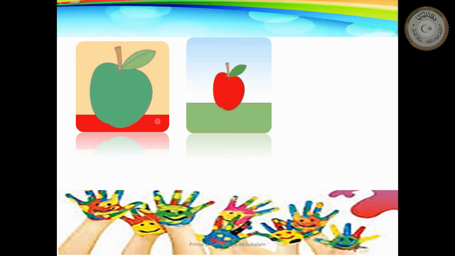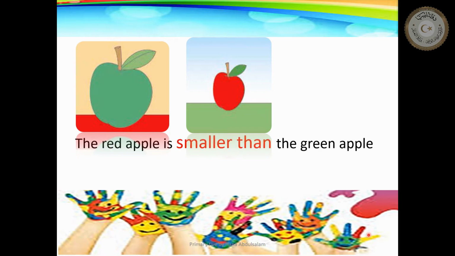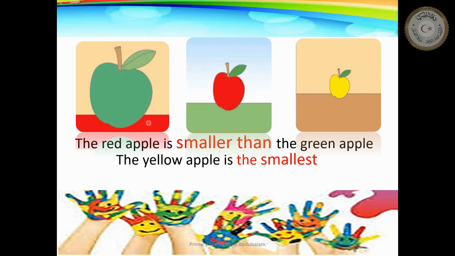Now we need to compare between these 2 apples. So the green apple and the red apple. So the red apple is smaller than the green apple. What about the yellow apple? The yellow apple is the smallest. So the red apple is smaller than the green apple, and the yellow apple is the smallest.